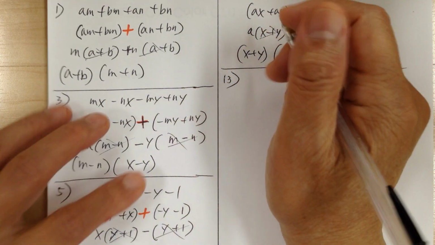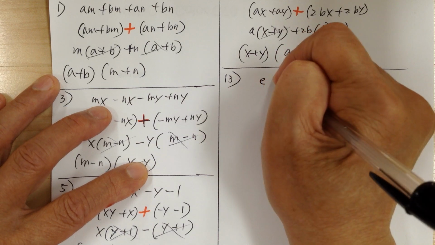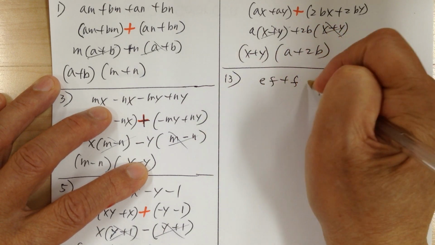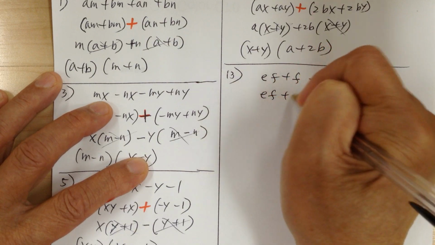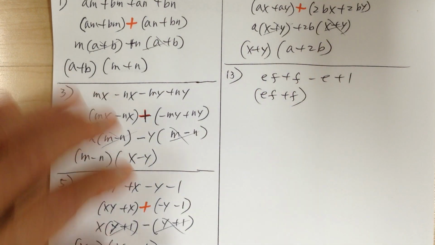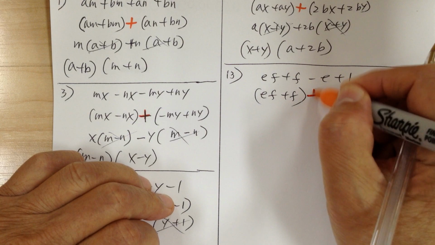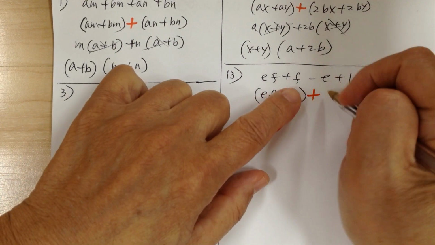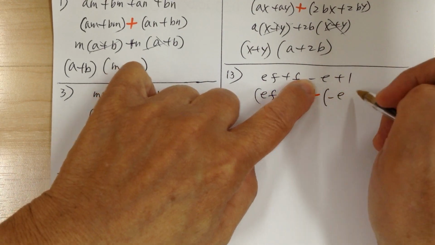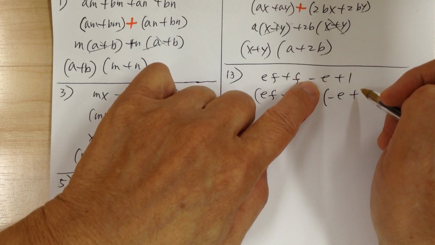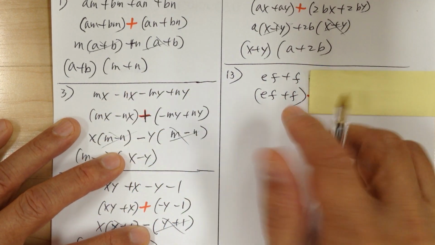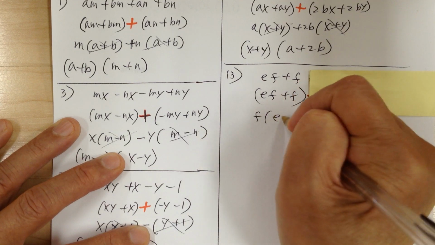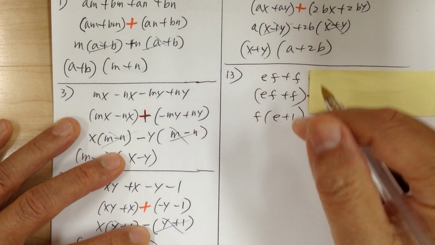Okay, 13. You have ef plus f minus e plus 1. So again, let's go and group them. And always put a plus between the group. And the negative go along with the e. Okay, so negative is part of the term. Okay, so over here, we can factor out the f. So you got e plus 1. Again, when you factor everything, then it's 1.